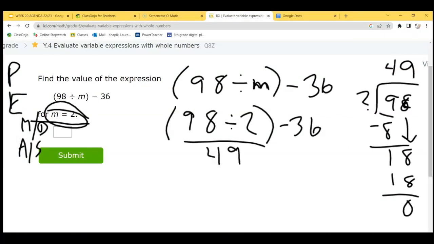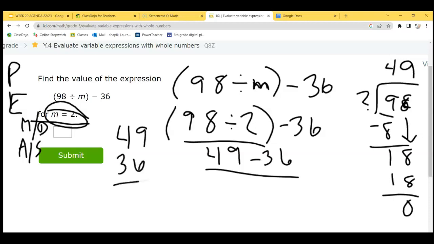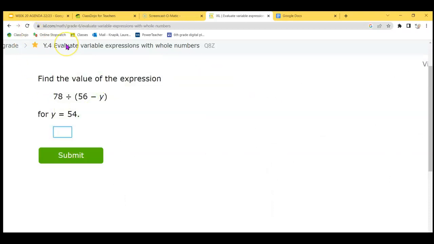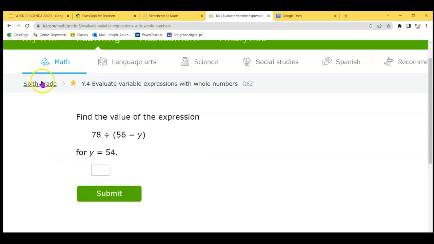So anyways, 98 divided by 2 is 49. Bring down the rest of our expression, 36. 49 minus 36. If you don't know it off the top of your head, you can go ahead and subtract on the side. Well, 9 minus 6 is 3. 4 minus 3 is 1. That means our answer is 13 if our m equals 2. Alright, so Y4, pretty straightforward. You're just going to be solving that way.